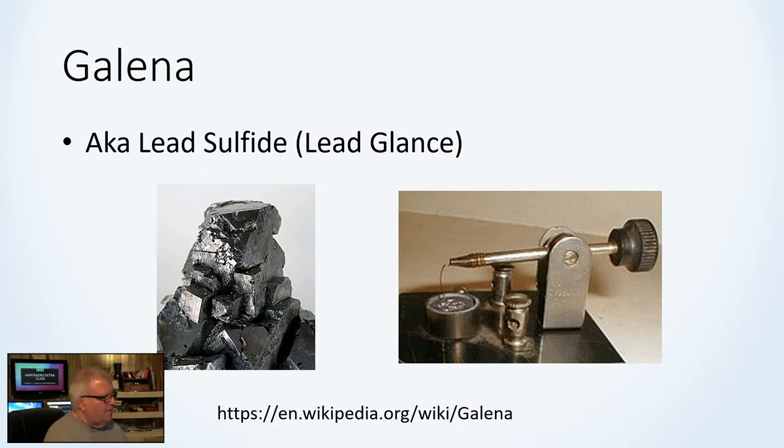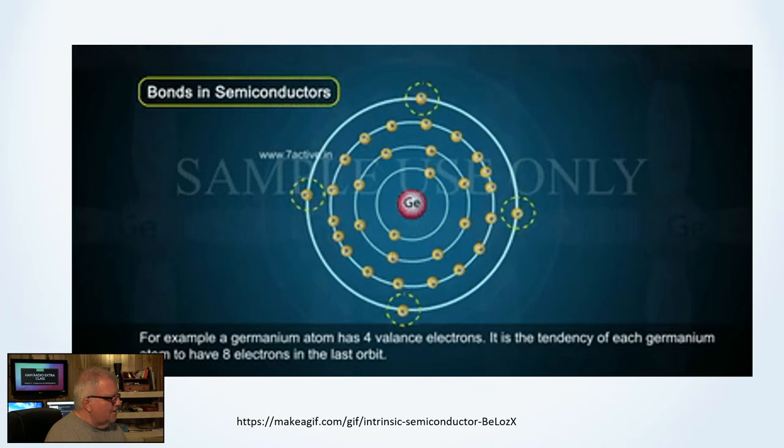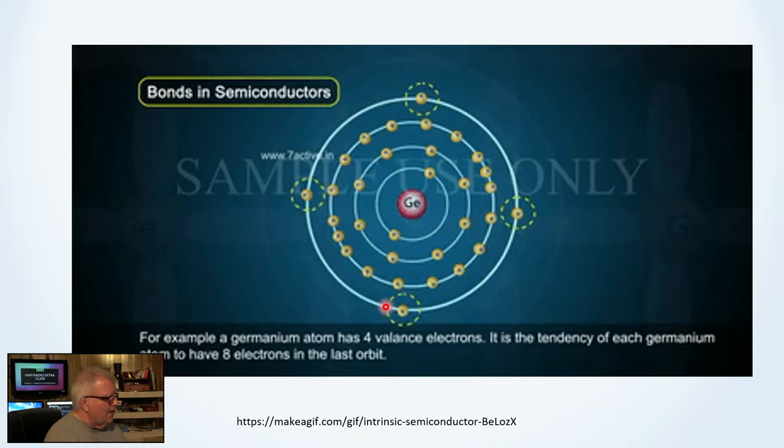Now, when transistors first came into common use, they were made out of germanium. Germanium was the most common transistor at first. It's still used in some solar panels and other electronics. Notice that it's really shiny and solid. Remember I said that they form these matrices, and so this is what a semiconductor material looks like. And here's the atomic structure of the germanium, and here's an animation of it as well. But again, the four valence electrons in the outer ring. So that was germanium. That was the first semiconductor material.